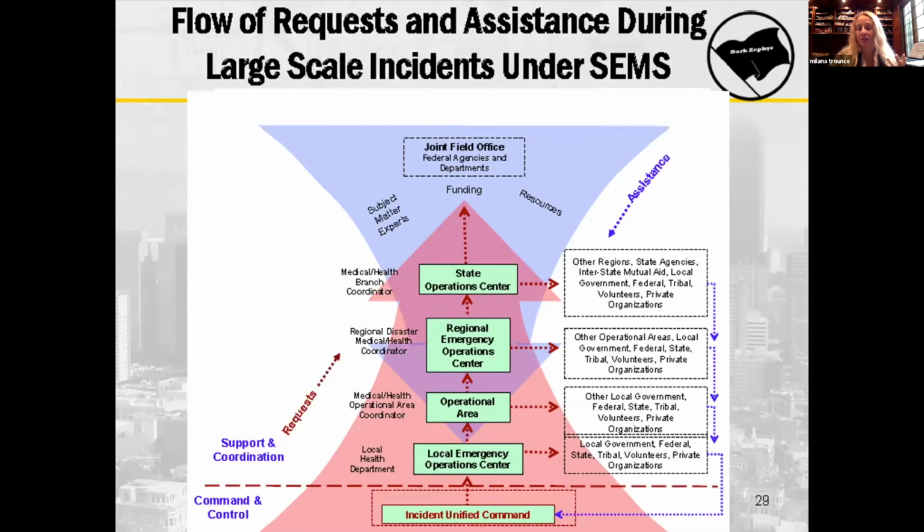You have the incident command system, and the local public health departments request support from the state, and then they request the support from the feds, and then the resources flow down to state, local, etc.